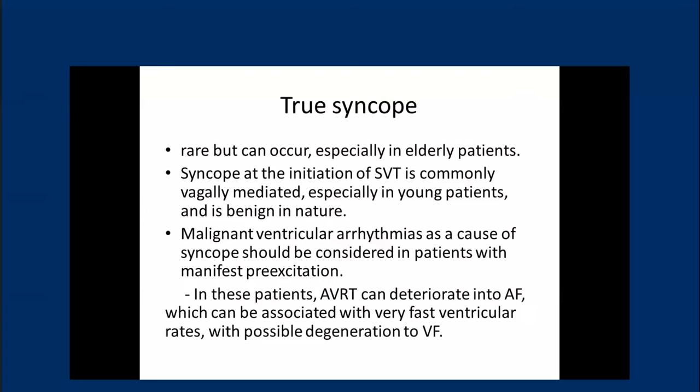And as I said earlier, rarely patients can have true syncope, particularly in elderly patients and patients with AVRT with accessory pathways that are able to conduct in antegrade fashion, whereby the AVRT can degenerate into AF, and the AF, particularly if it is conducting over a very fast accessory pathway, can result in rapid ventricular response and occasionally can degenerate into ventricular fibrillation. And this is the mechanism of sudden cardiac death in this type of patients. And syncope can be seen in these patients. But in an otherwise young patient with SVT, syncope usually is vagally mediated and is usually benign.